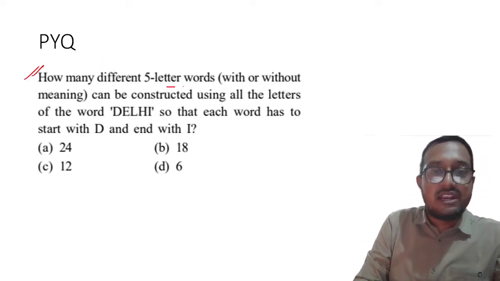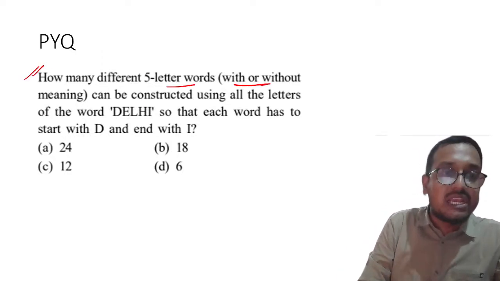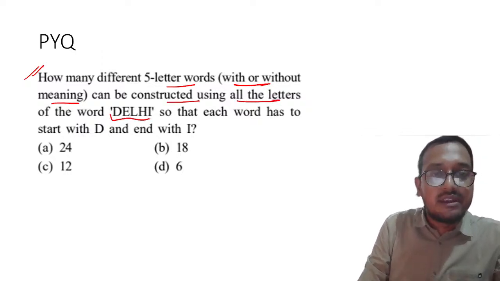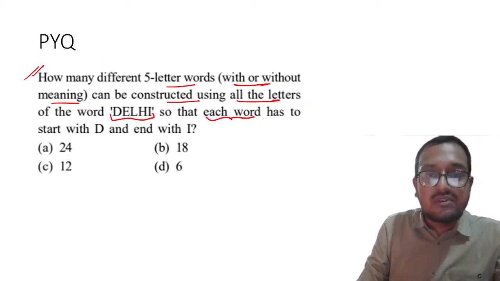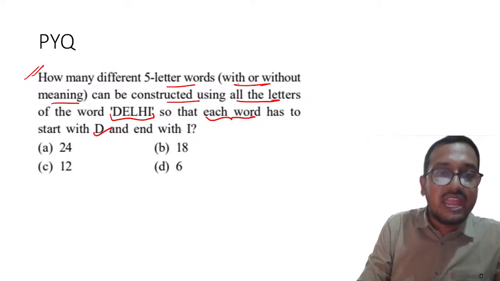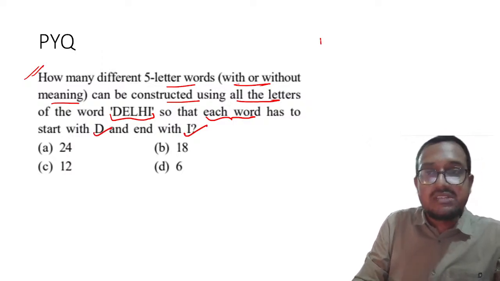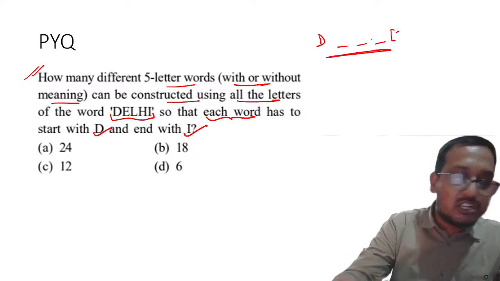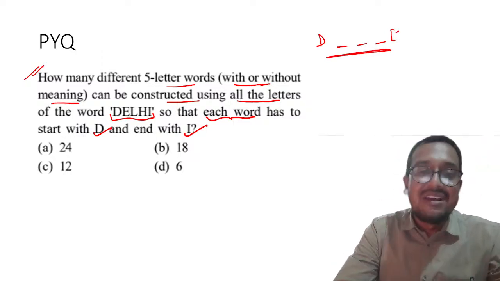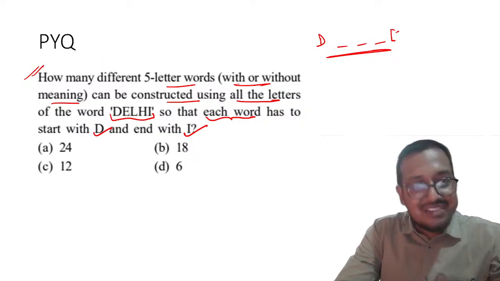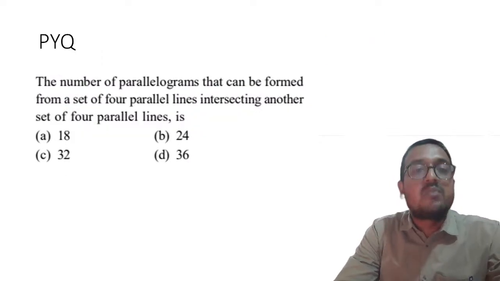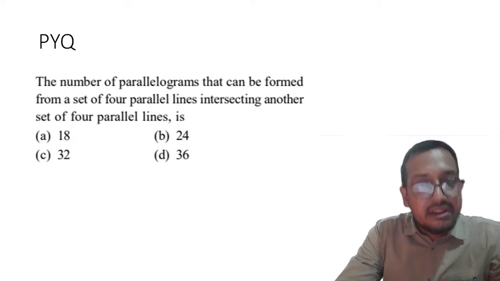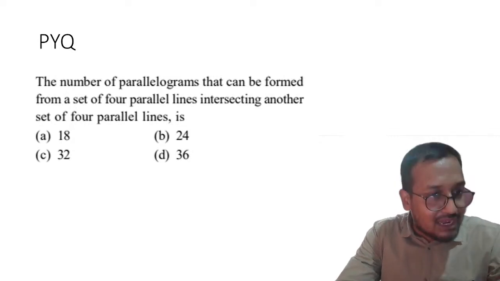How many different five-letter words, with or without meaning, can be constructed using all the letters of the word Delhi, so that each word has to start with D and end with I? So please remember D and then I. How to find that, we will discuss it. Don't worry, many of you might be knowing it, but please don't panic. We will discuss it, right? The number of parallelograms that can be formed from a set of four parallel lines intersecting another set of four parallel lines, right?